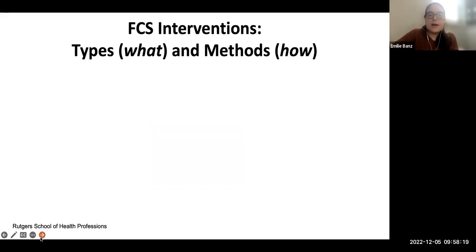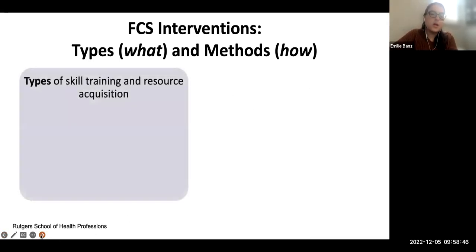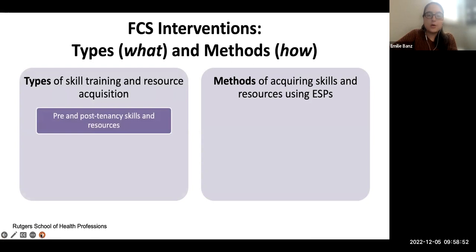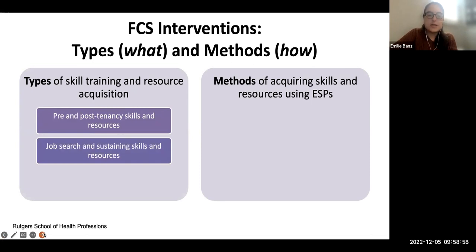So when thinking of these FCS interventions, specifically outlined in your regulations, I want to focus specifically on the types of interventions that are outlined, as well as the methods. So we're thinking about what types of interventions we can provide, and the method to providing that intervention, or how we're going to provide that intervention. So the types of skill training and resource acquisition are pre and post tenancy skills and resources, job search and sustaining skills and resources, and then ADL skills and resources.